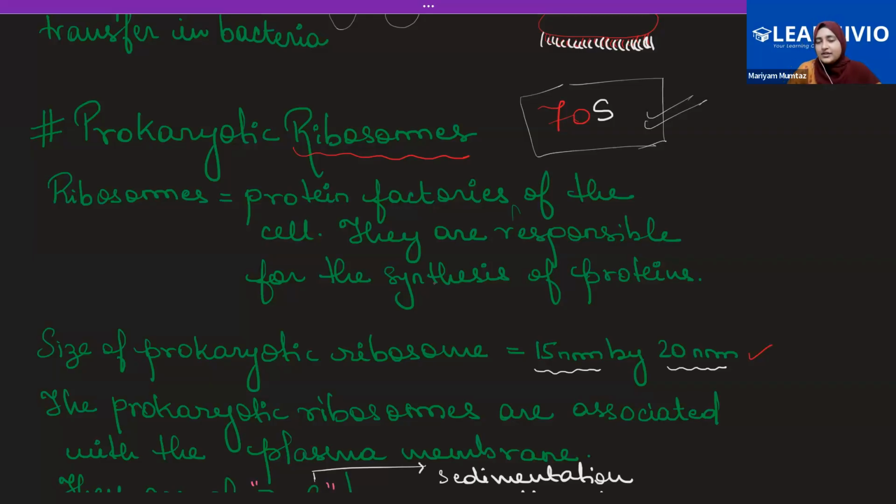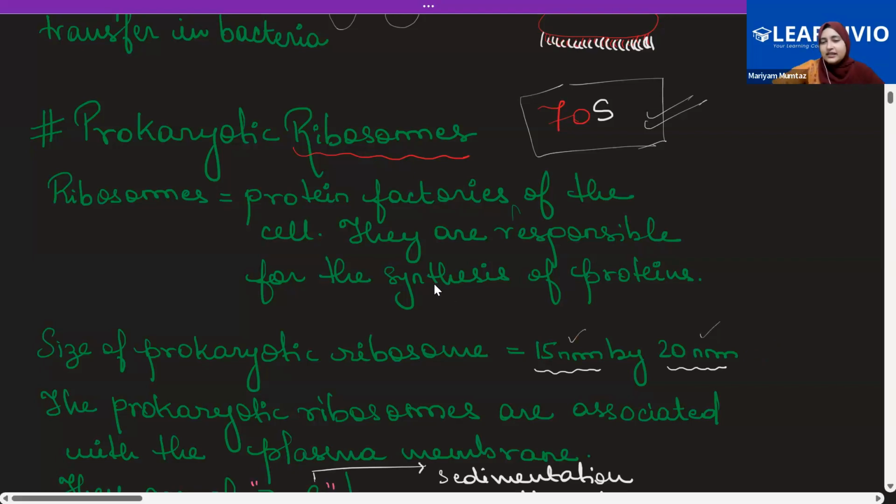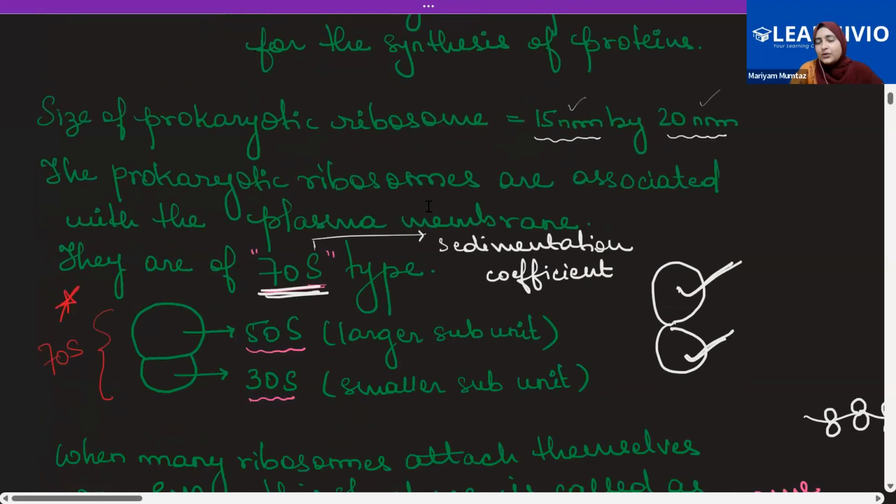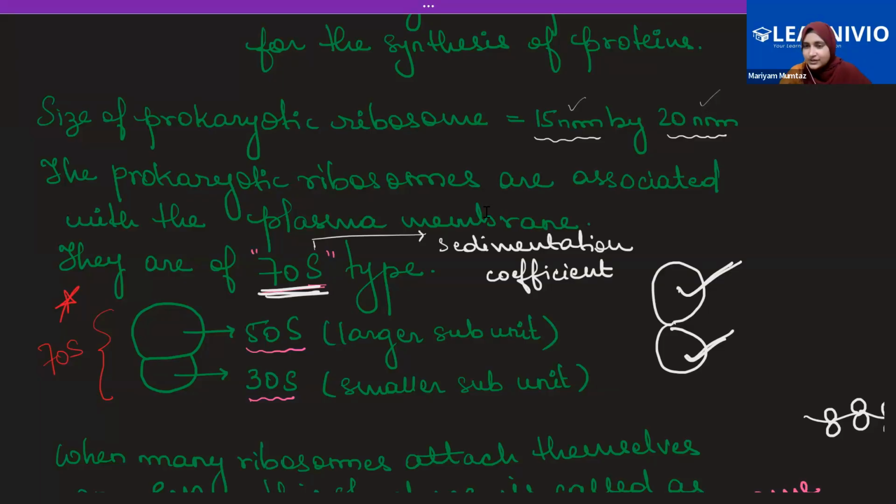Now, the size of the prokaryotic ribosome is 15 nanometer by 20 nanometer. That's the size. The prokaryotic ribosomes are associated with the plasma membrane. There is no other part in the prokaryote cell where ribosomes will be present. So it is associated with the plasma membrane.